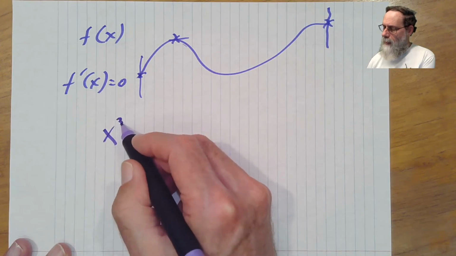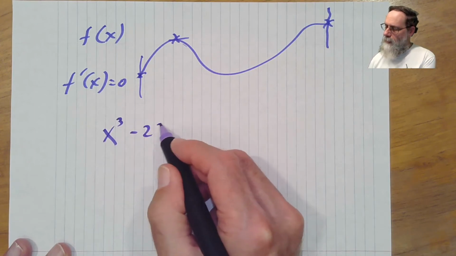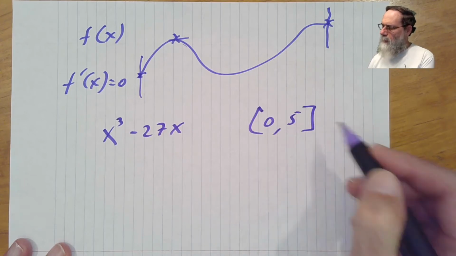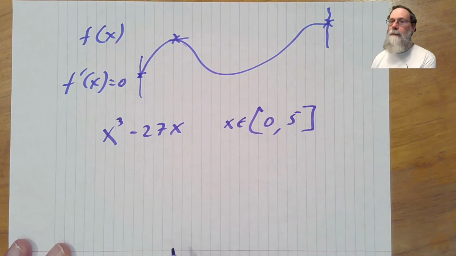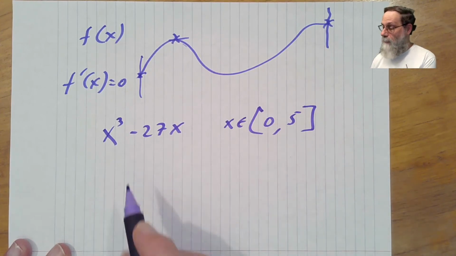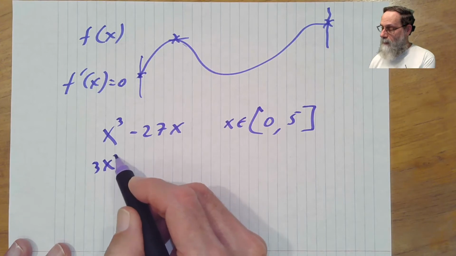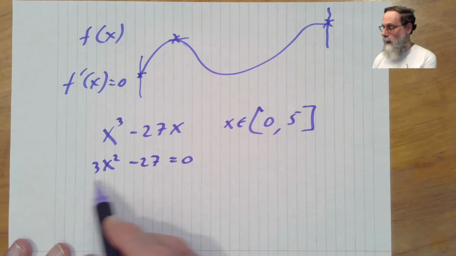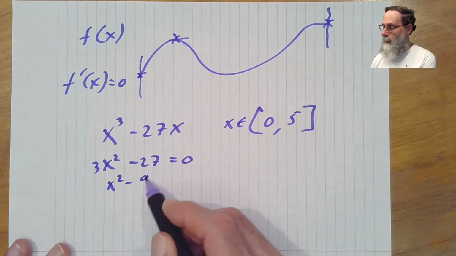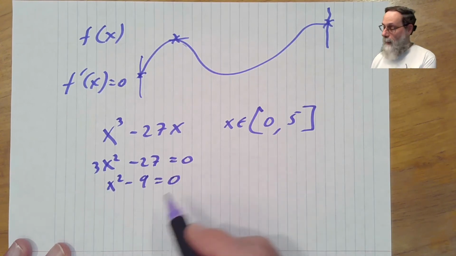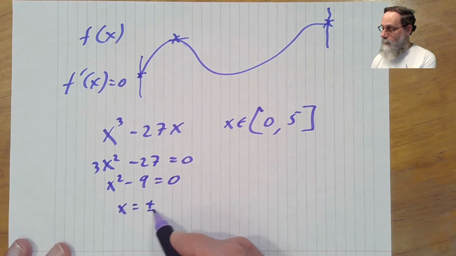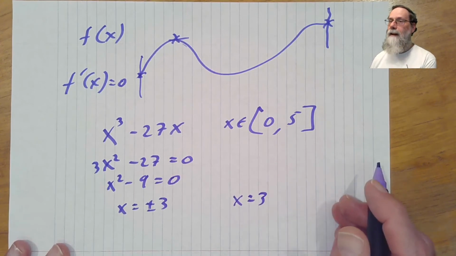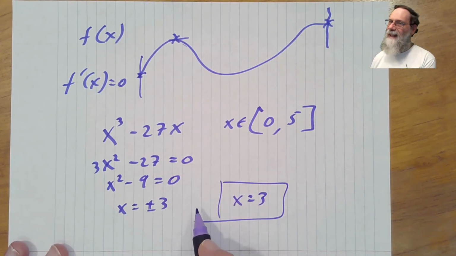Let's say we're trying to optimize x cubed minus 27x, and we're trying to optimize this over the range 0 to 5. Well, we can take the derivative of this and get 3x squared minus 27, set that equal to 0. We can divide out by 3 to get x squared minus 9 equals 0. And that means x equals plus or minus 3. Well, there's only one of those in this region, so we say x equals 3. Are we done? Not quite.